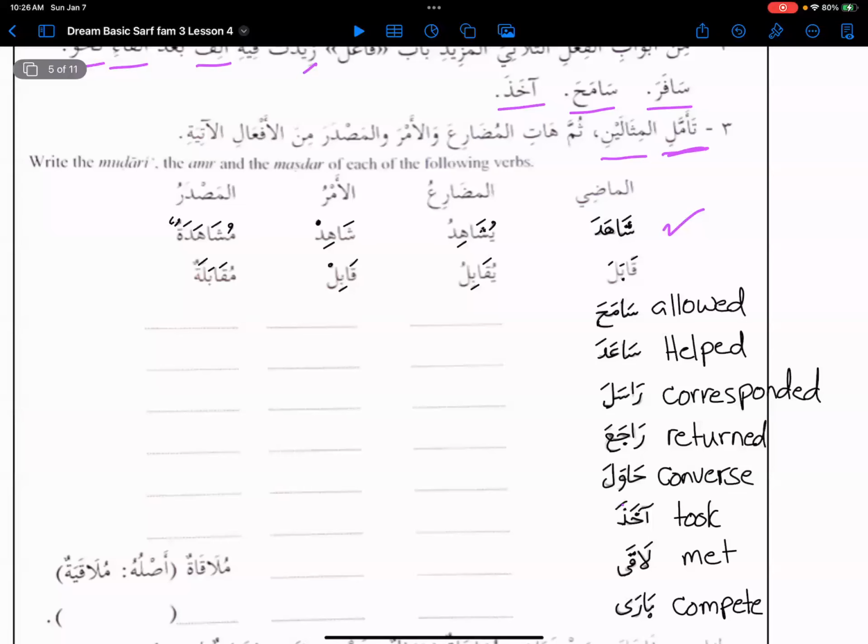Kaf, ba, and lam. Yeah, because qabala also means to face, right? In family one, it means to face, and qibla is basically the thing that we are facing, right? Yeah.